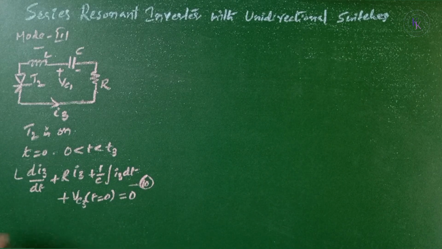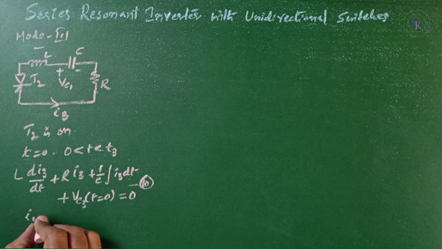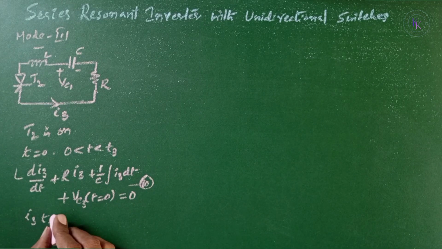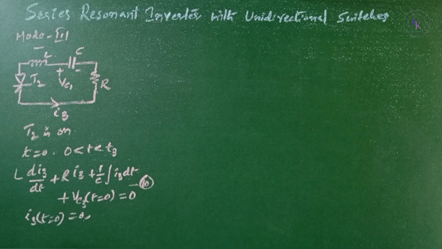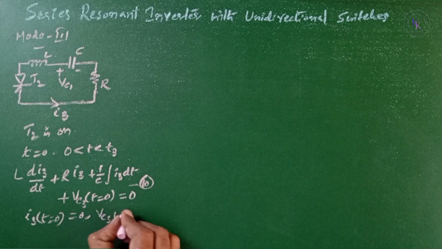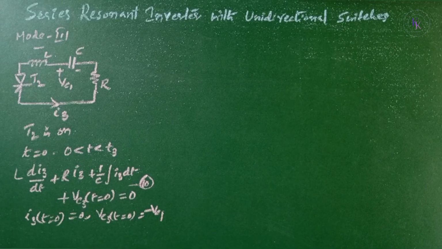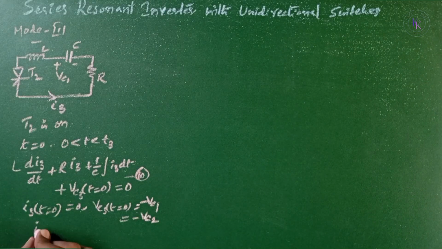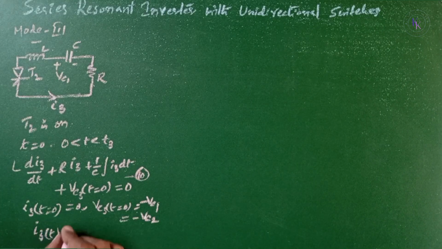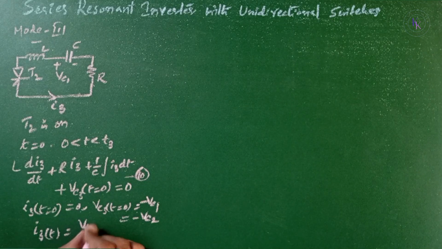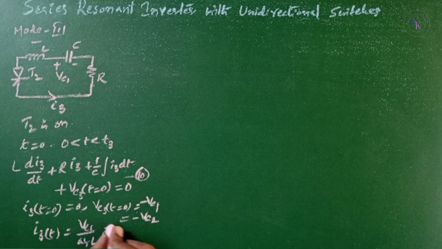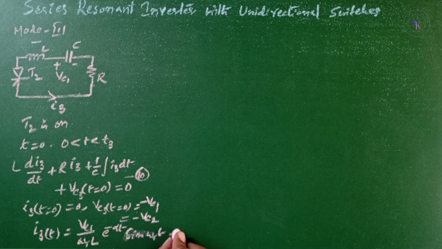Now we have the initial condition that before this the current through this is equal to 0 and the voltage Vc3 at t equals 0 equals minus Vc1, which equals minus Vc2. The solution gives us I3 of t equals Vc1 divided by omega r L, e to the power of minus alpha t, sine omega r t. Let this be equation 11.